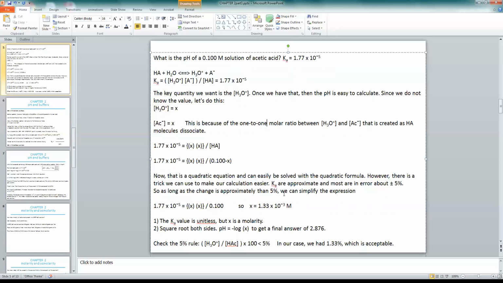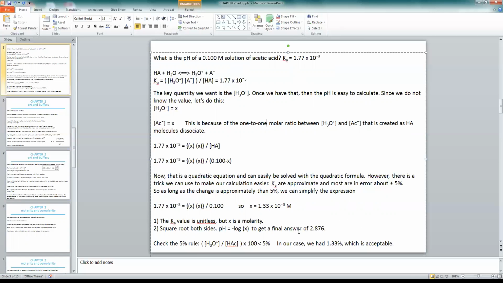K's are approximate, and most have an error of about plus or minus 5%. So as long as the change is approximately 5%, we can actually simplify our expression. We're going to remove that minus x piece, and now it's very simple to solve for our x. Now, two really important things here. The Ka value is going to be unitless, but the quantity x is actually a molarity, so make sure you're using the right units for molarity. And then make sure that you're taking the square root of both sides. Finally, we'll wrap up by taking the negative log of x to get our final answer of 2.876.